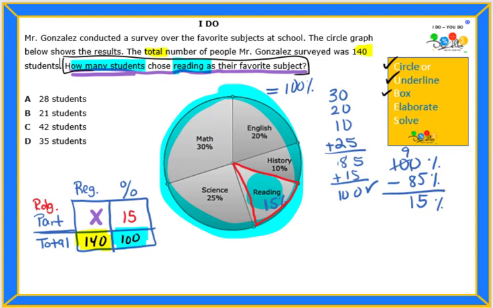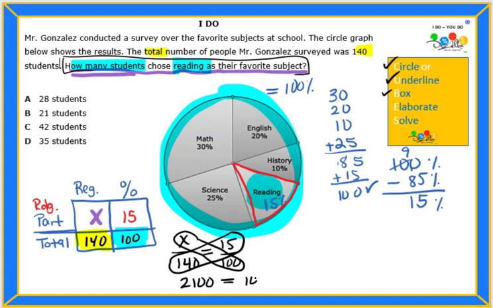Now we're going to use our cross products to solve this proportion that we have here. Let's look at the proportion. We have x over 140 is equal to 15 over 100. If I cross multiply 15 times 140, we will get 2,100. And that is equal to x times 100, which is 100x.